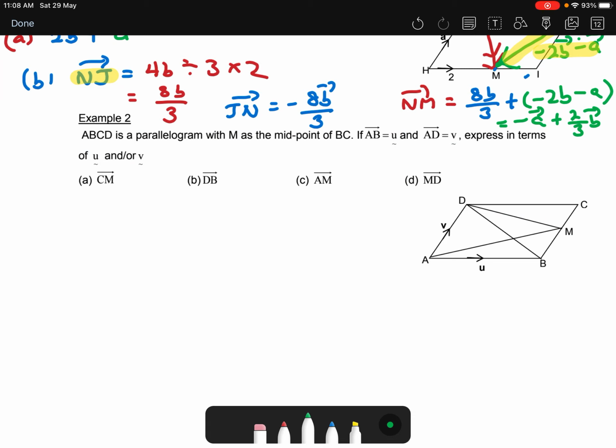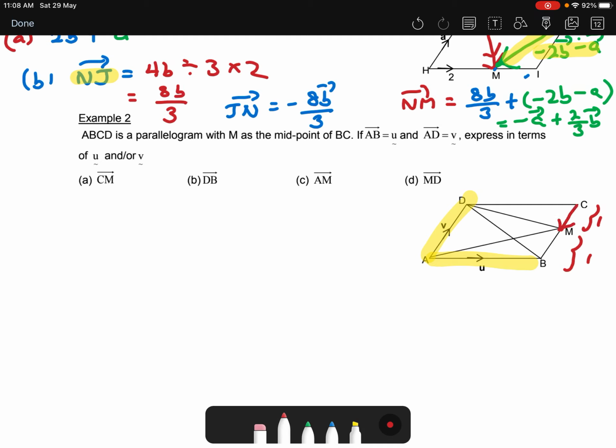So same thing, we have a parallelogram. M is the midpoint of your BC. So your M is here, right? So this is 1 unit, this is 1 unit. If AB is equal to U, and AD is equal to V, expressed in terms of U and V, what is your CM? CM is this, from here, C to M, right?